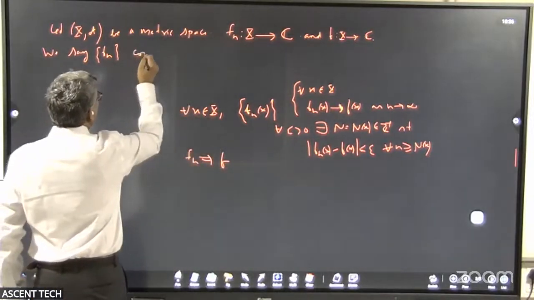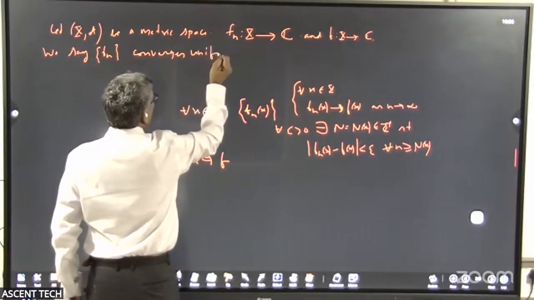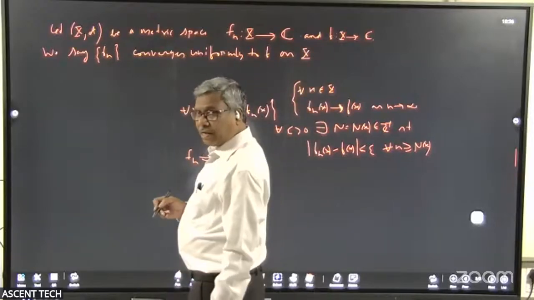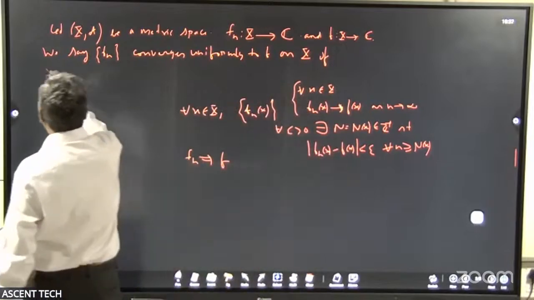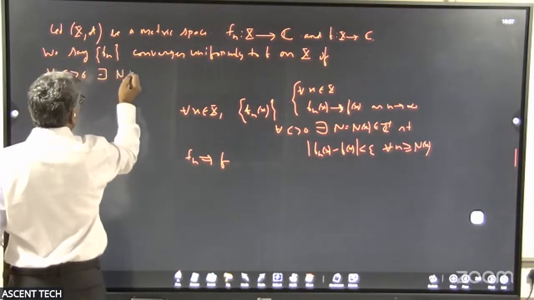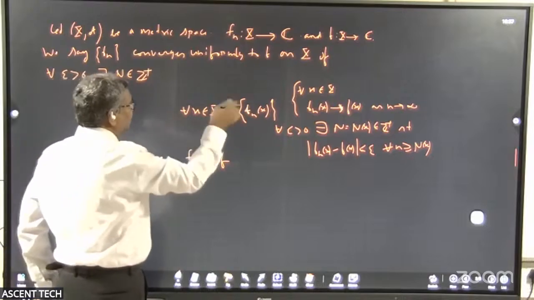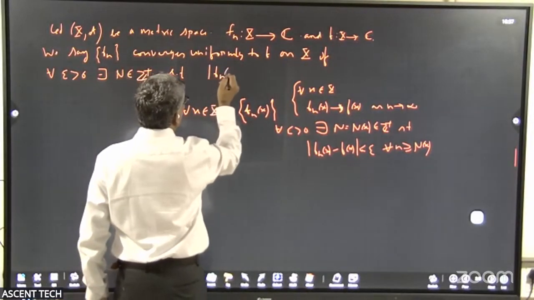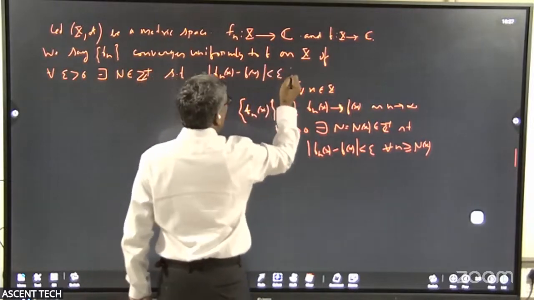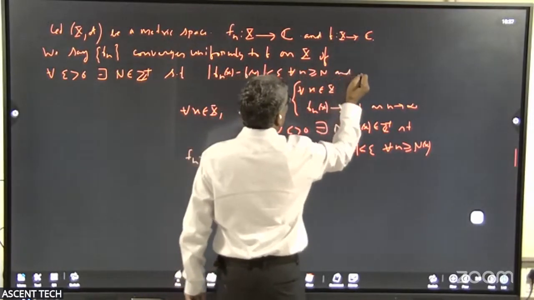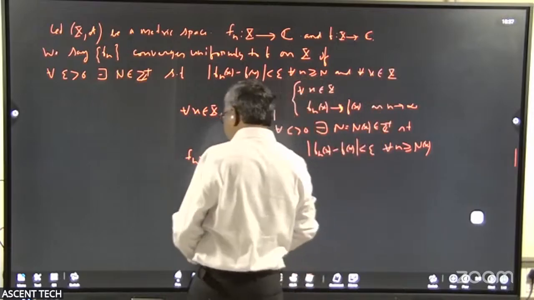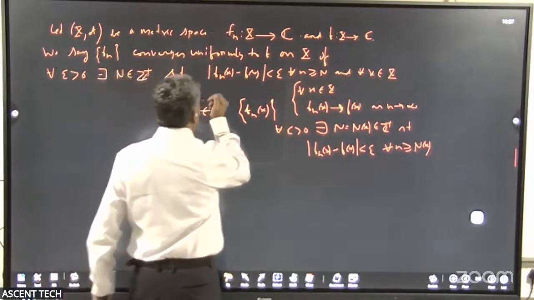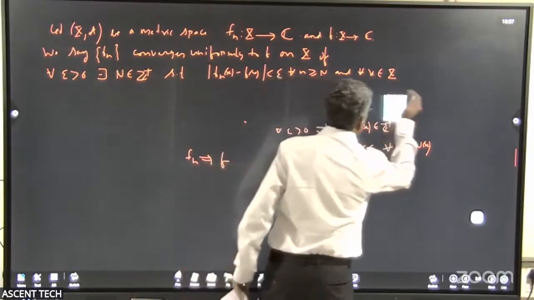We say Fn converges uniformly to F on X if for every epsilon greater than 0, there exists a capital N, a positive integer, which is not going to depend on any particular x, such that the modulus of Fn(x) minus F(x) is less than epsilon for all n greater than or equal to N and for all x in X. So for that epsilon, I have one single capital N beyond which, whichever x it is, Fn(x) minus F(x) is less than epsilon. I hope you understand.